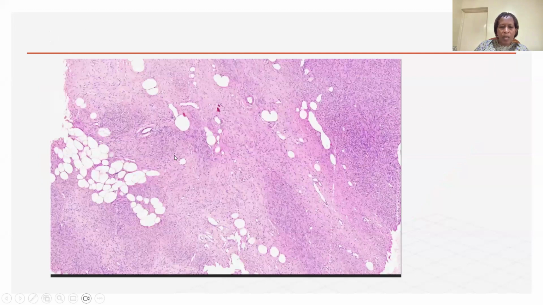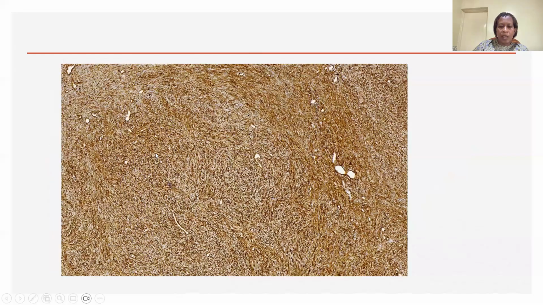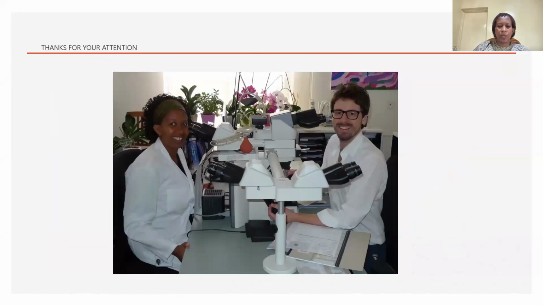A Honeycomb pattern was confirmed here, and we ordered CD34, which was positive, and we confirmed dermatofibrosarcoma protuberans. We did a complete excision of the lesion. The patient is now doing very well.